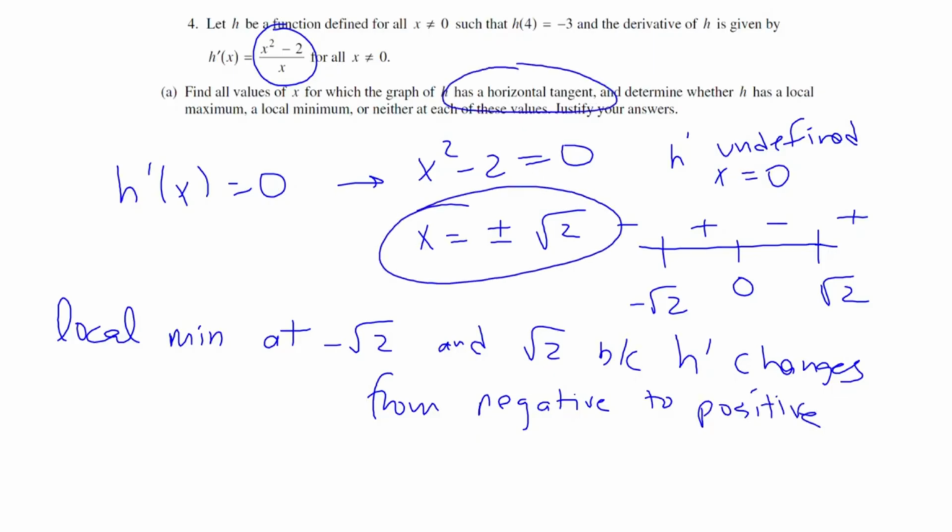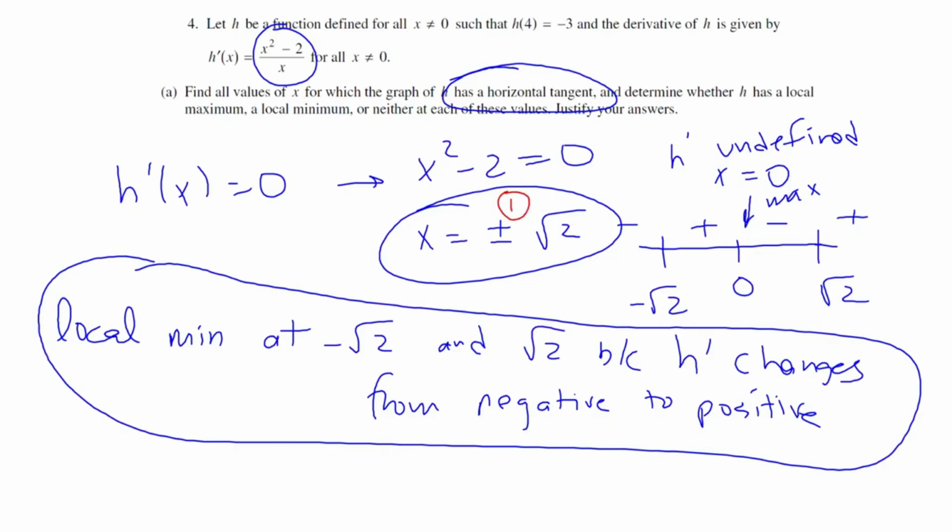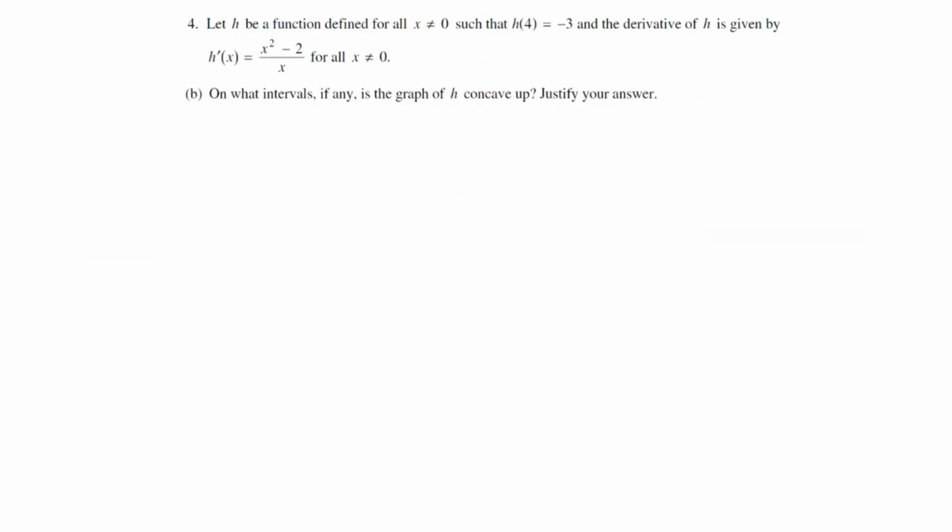We're only talking about when we have a horizontal tangent. And so at 0, we do have a maximum there, right? This is a max, but it's not a horizontal tangent line there. And so they don't ask us to classify that. If we were asked to, we'd have a max there. But as such, we only are asked to classify the ones where it has a horizontal tangent, not where its derivative is undefined. And so we got 4 points there: 1 for getting plus or minus root 2, 1 for the analysis, and 2 for the conclusion here. So 4 points in part A.